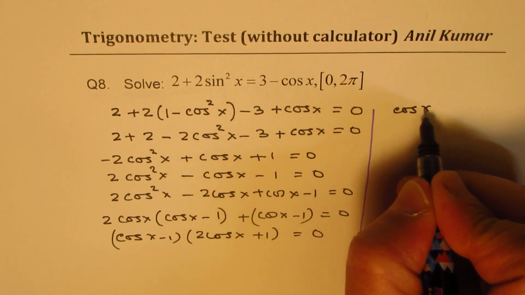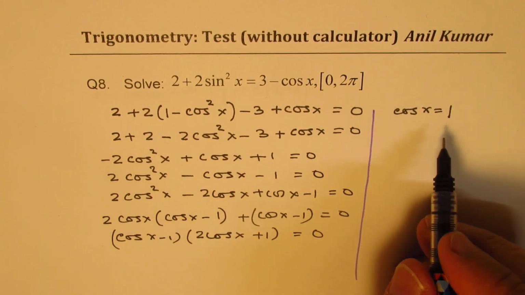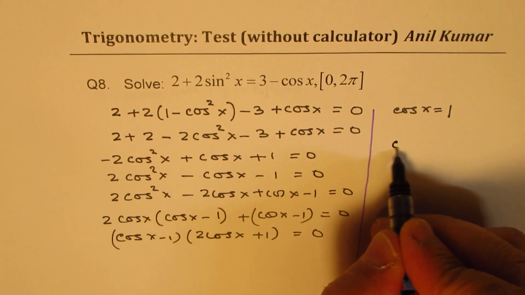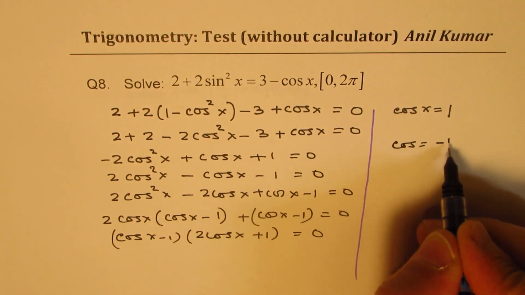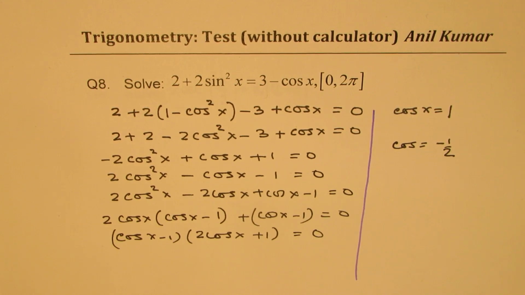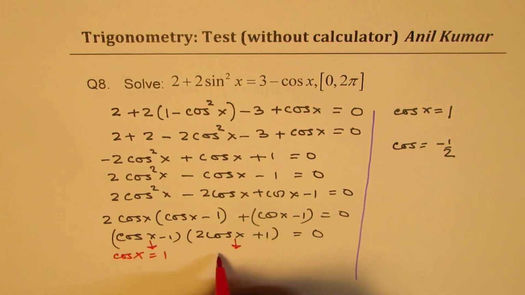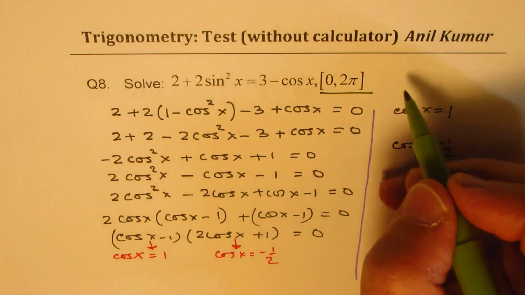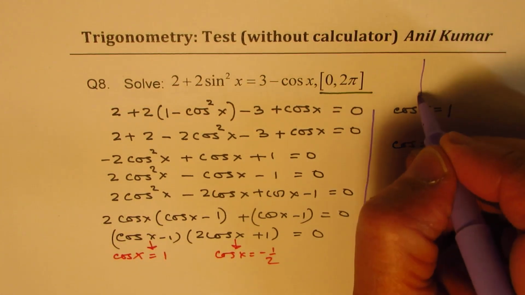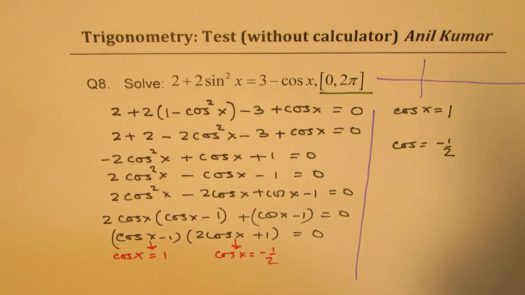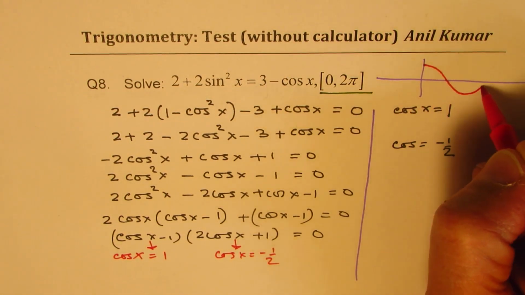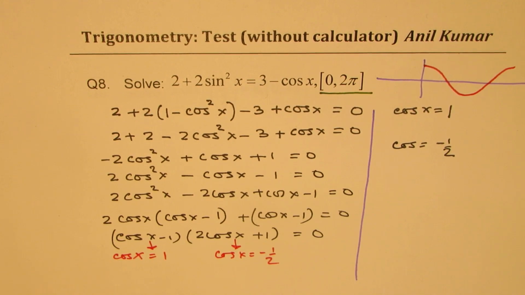One is cos x equals to 1, correct? And the other one is cos x equals to minus half, correct? So this one here, when equated to 0, gives cos x equals to 1, and this one equated to 0 gives cos x equals to minus half. And we need to find solution between 0 to 2 pi. So if you look into your cosine graph, which is between 0 to 2 pi, it is kind of like this, right?